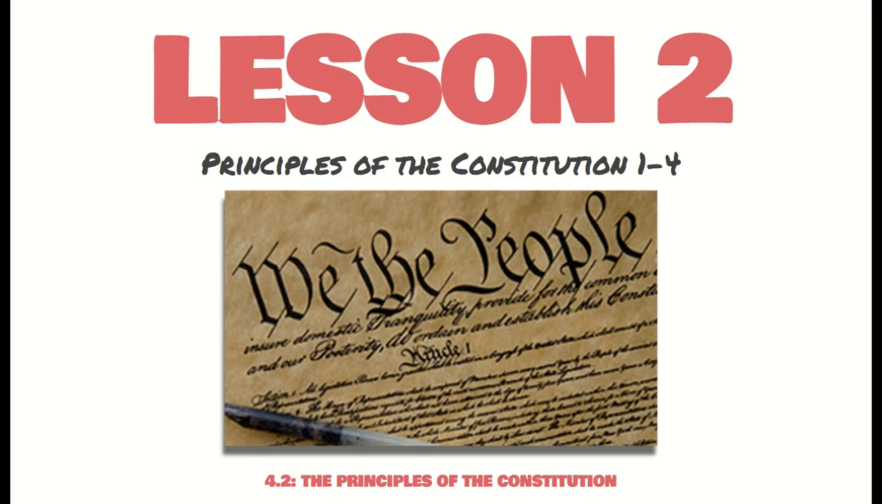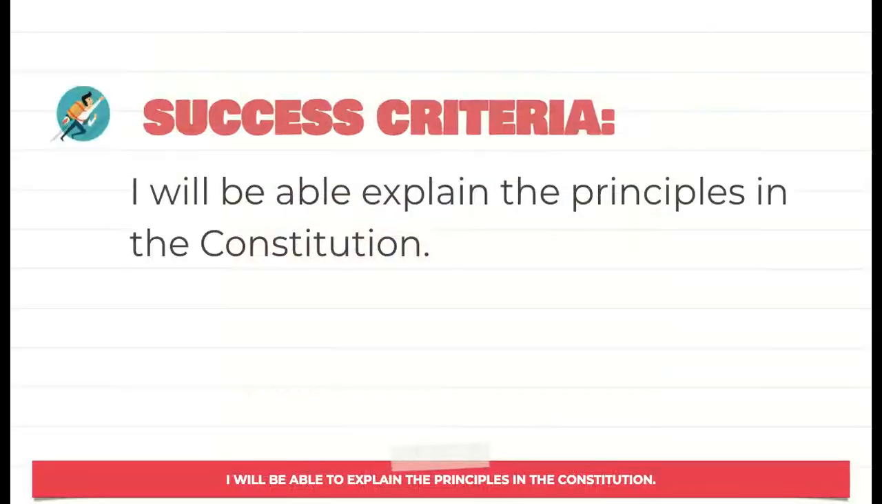This is 4.2, Lesson 2, on Principles of the Constitution 1 through 4. Your success criteria is: I will be able to explain the principles in the Constitution. Again, we're getting into the actual words in the Constitution and explaining what they mean. For this lesson, it's not so much the exact words, but the principles that are in the Constitution.